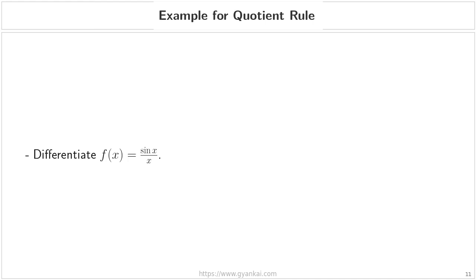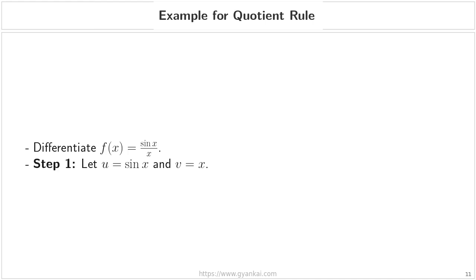Now, let's put the quotient rule we just discussed into practice with a concrete example. We are tasked with finding the derivative of the function f of x equals sine x divided by x. Following the first step of our process, we must identify the two individual functions. Here, we let the numerator u be sine x and the denominator v be x.